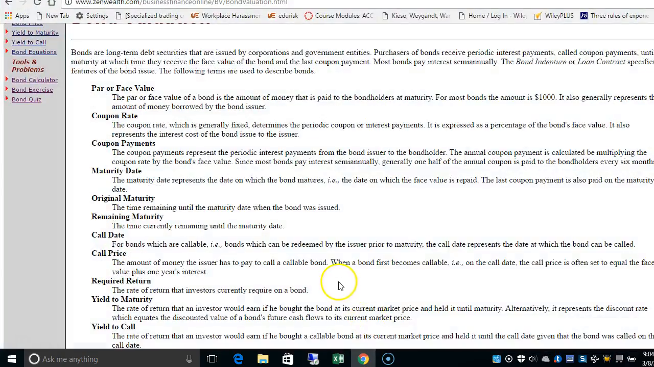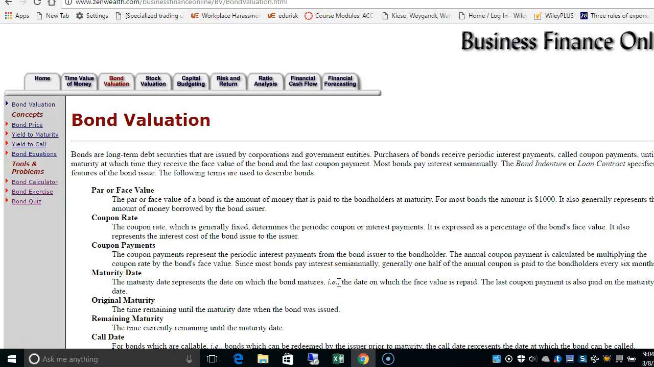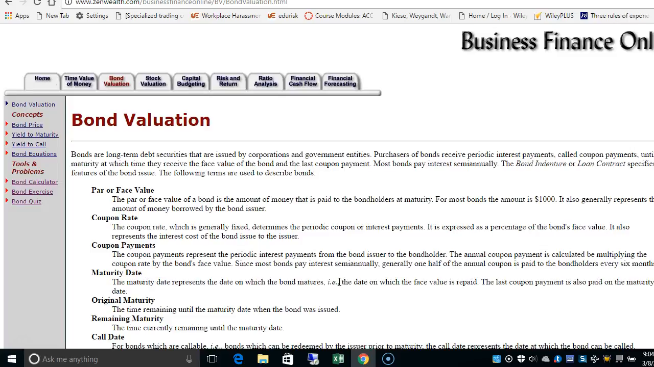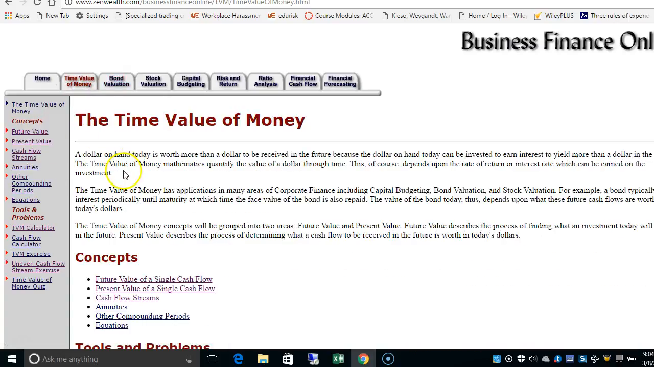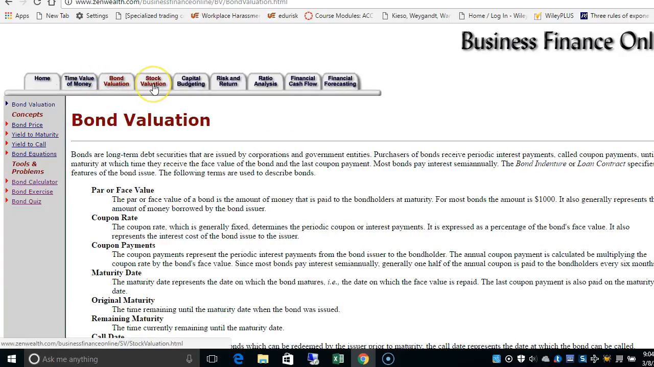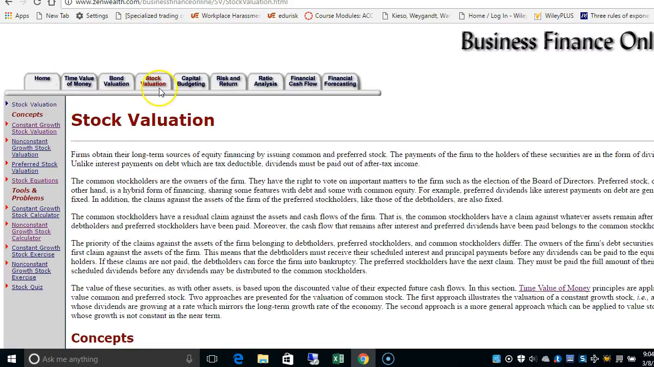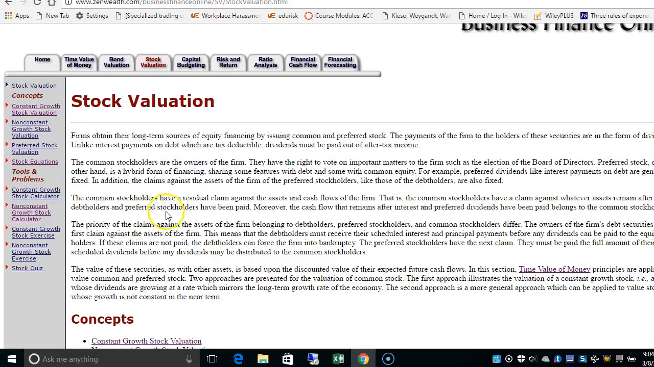So, I have this website that I can forward to you. It's a pretty good blog for finance students like us. If you notice, it has a tab on time value of money, which you can read about, and it gives you some calculators as well. Bond valuation. The next class we're going to be doing stock valuations, which is very interesting. I know we all are very interested in stocks.